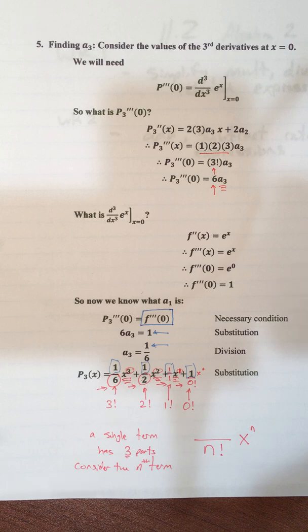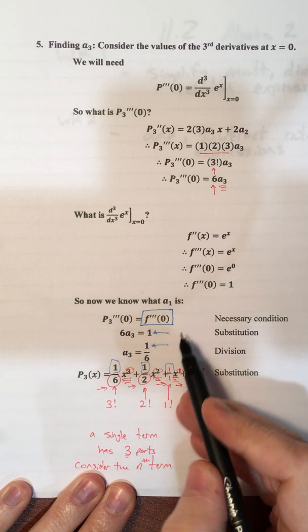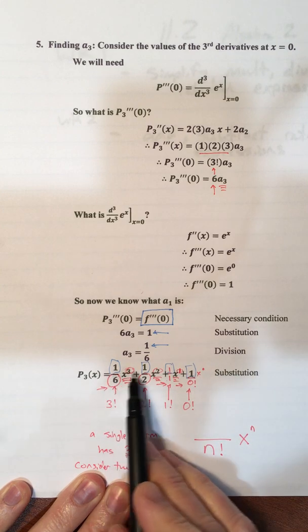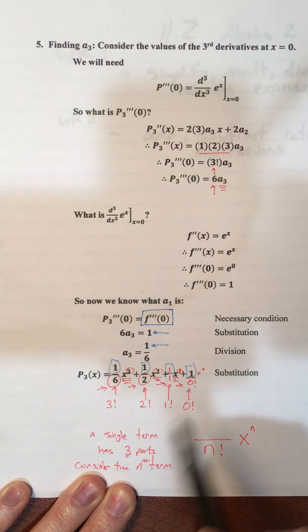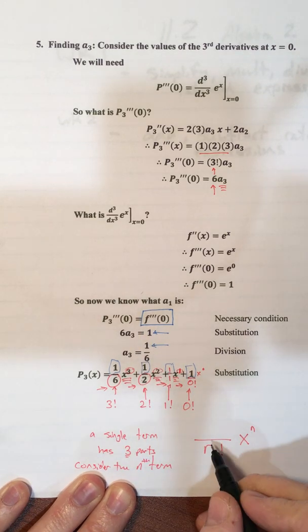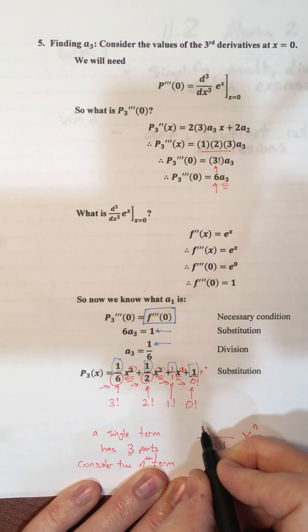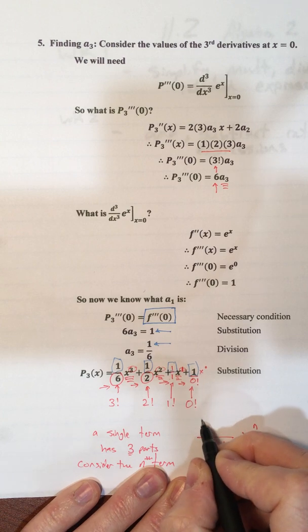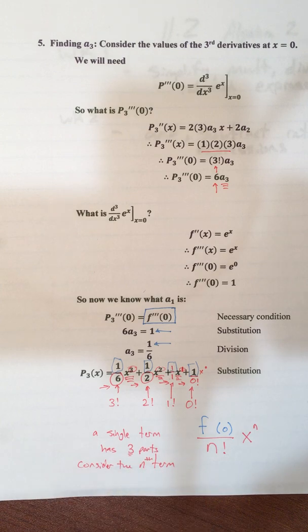So in the case of the e to the x function, no matter how many derivatives we take, when we plug in 0, we always get 1. That's why the tops of all of these fractions were 1s. But if we had a different function, they wouldn't always be 1s. And so what we want to say is that it's not necessarily always a 1, but what it is always is the derivative of this function evaluated at 0.